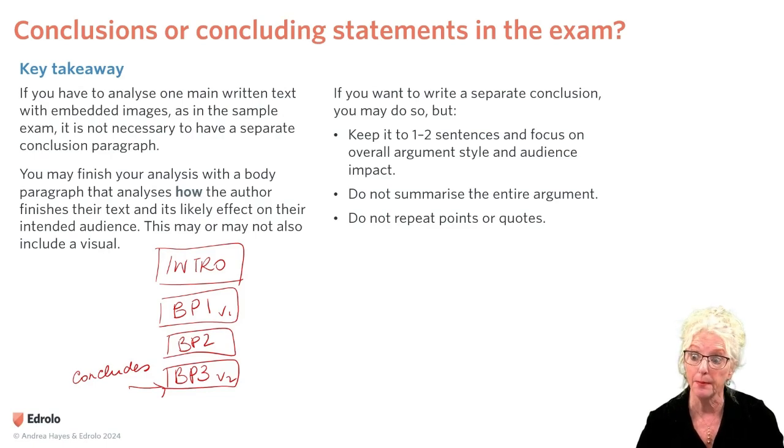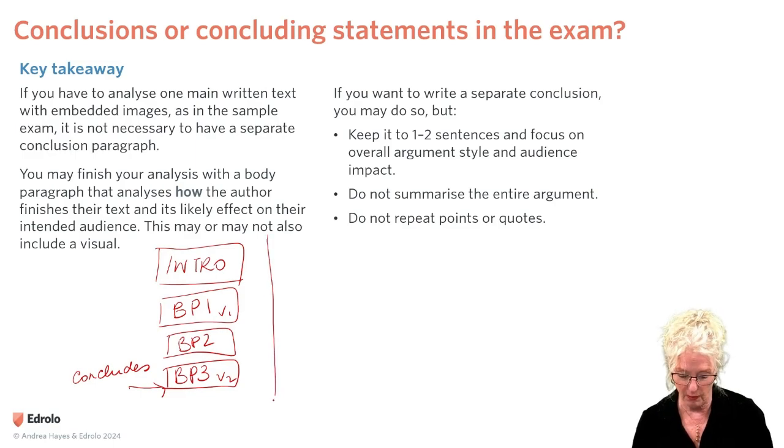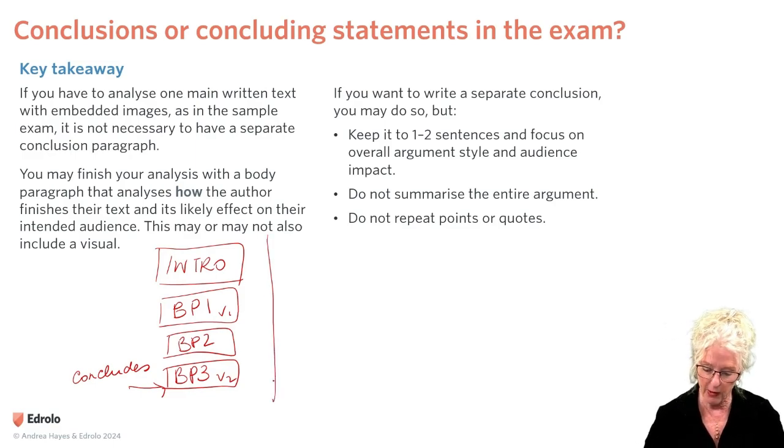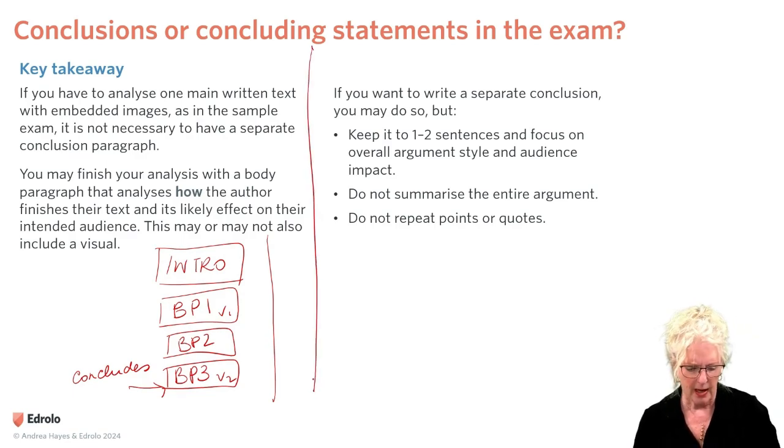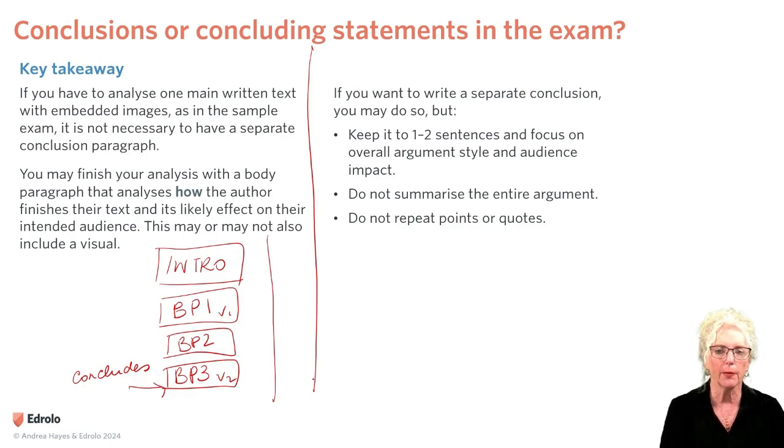Okay. Now, if we look at here, if you want to analyse a main written text with embedded images, as in the sample exam, it's not necessary to have this separate paragraph. So this is the form that we took, and this is how you might finish it. Now, you can't say things like, oh, well, your last paragraph shouldn't include the visual. No, there's no rules like that. Okay, so that's for this one. Now, if you want that separate conclusion, keep it to 1 to 2 sentences, focus on overall argument style, don't summarise the entire argument, do not repeat points and quotes, and really think twice about whether you need to include it at all.